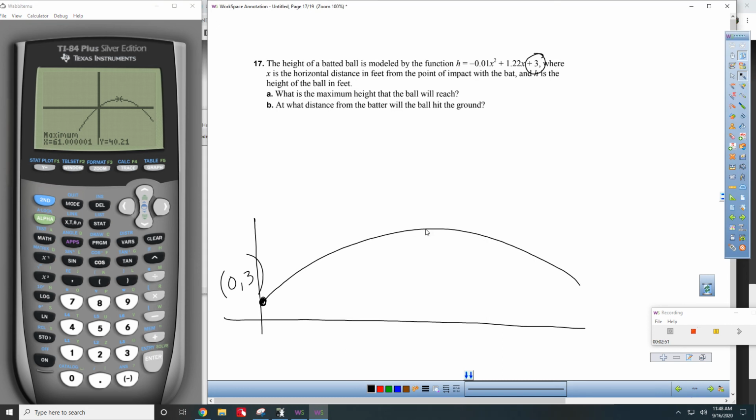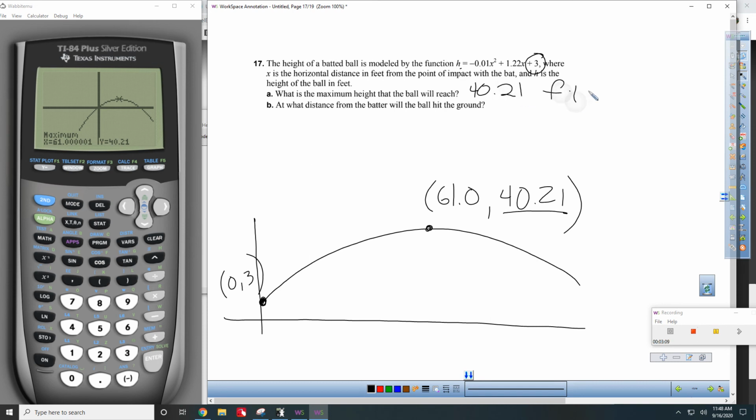So this point is 61.0, 40.21. Okay, so what was the maximum height? Well, h is the y. So the maximum height is 40.21 feet. So this is kind of a line drive as far as baseballs go. Like 40 feet is not a really high hit. At what distance from the batter will the ball hit the ground?